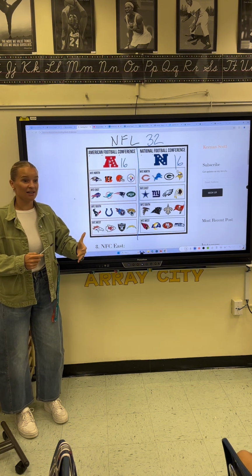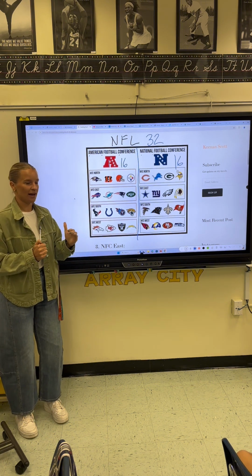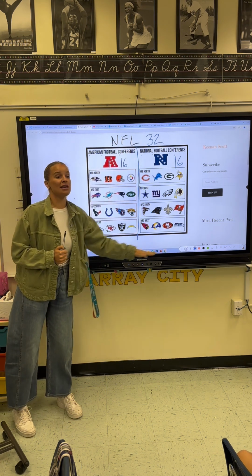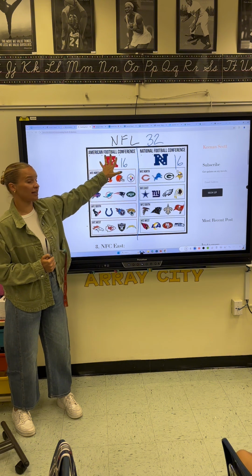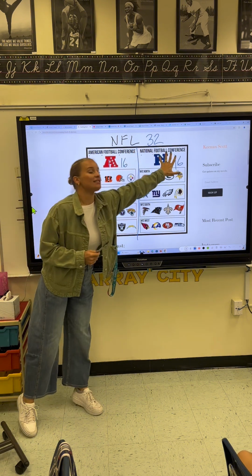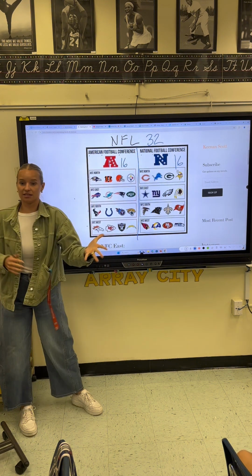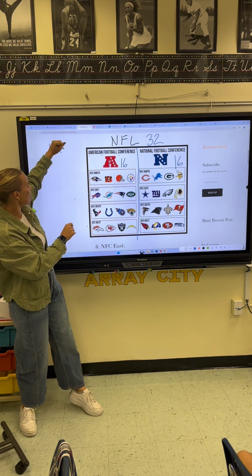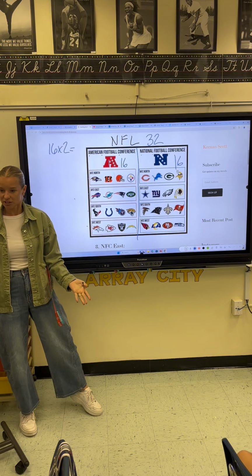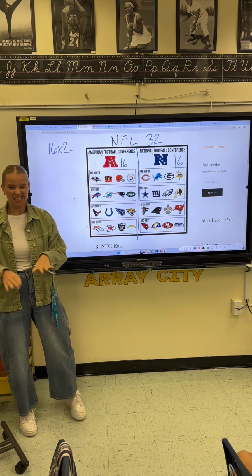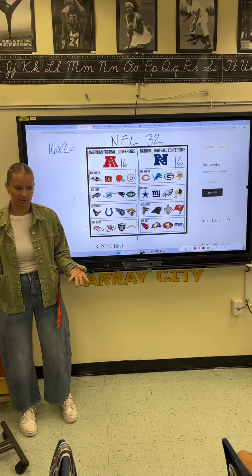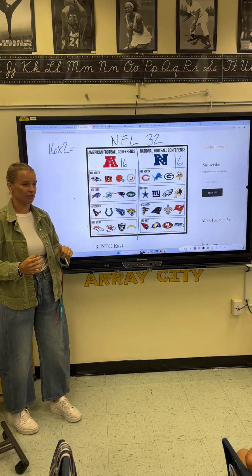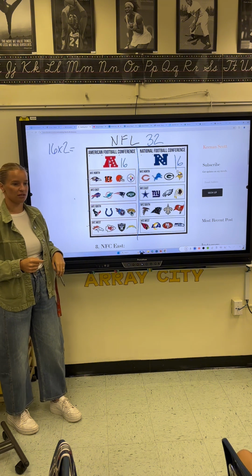Furthermore than that, they break it down more. They break it down by divisions. So we have 32 teams in all, 16 in the AFC, 16 in the NFC. 16 plus 16 or multiplication, 16 times 2, 32. Right? 16 plus 16 is the same as saying 16 times 2. Okay. Now, after you get your conference, each of them are broken down into divisions.